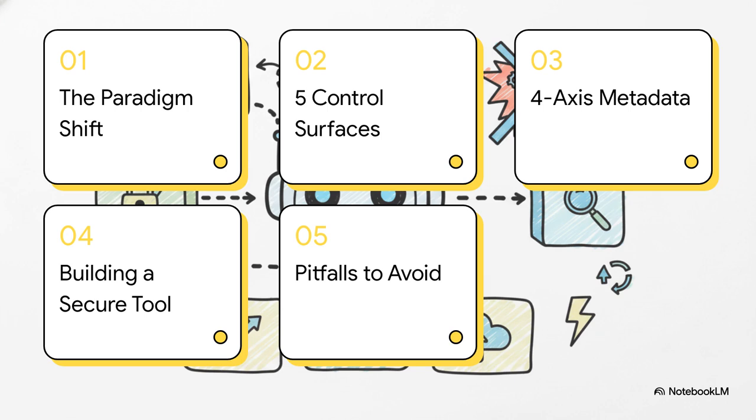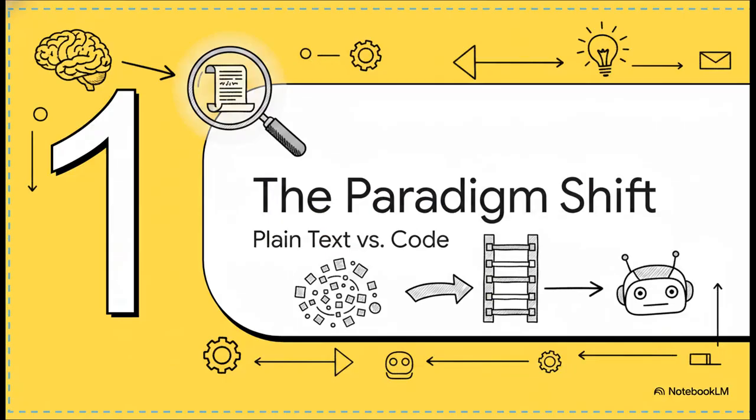Okay, so to make sure V3 never repeats this mess, we are running a full autopsy and rebuild. We'll quickly hit the paradigm shift, the 5 control surfaces, the 4-axis metadata block, how to build a secure tool, and finally some major pitfalls to avoid. Let's start with part 1, the Agent API paradigm shift, plain text versus code.